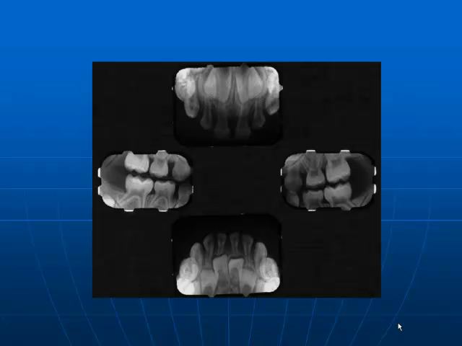This is a radiographic survey mount of the primary dentition, ages 3 to 6. There is one maxillary and one mandibular occlusal, and 2 size 0 bite wings.